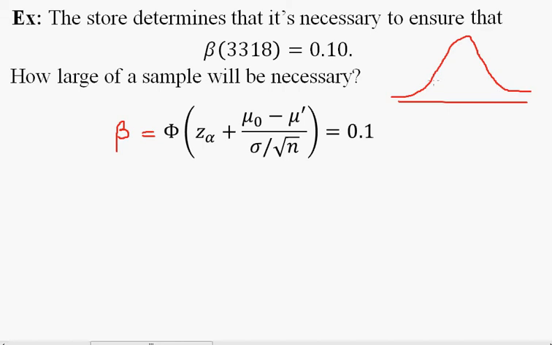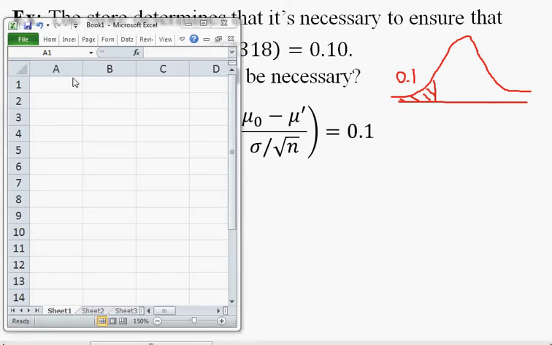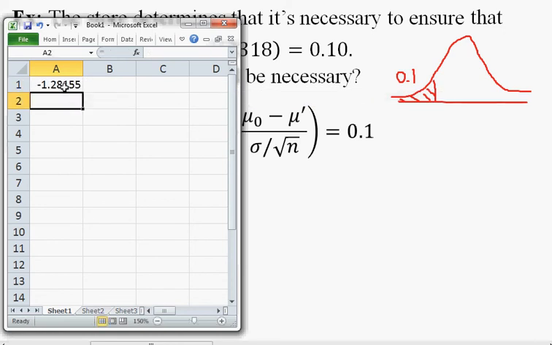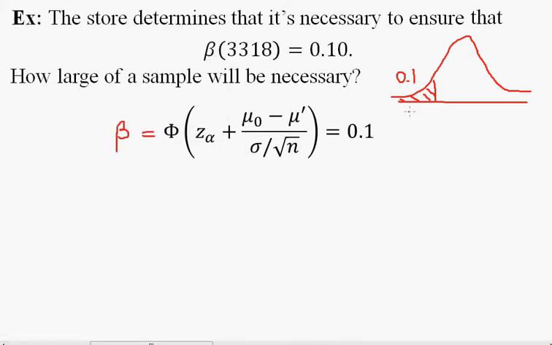So to do this, we have a bell curve, and the area to the left has to be equal to 0.1. We need to figure out the z value down here to make that work. We can do that with Microsoft Excel. Using Excel or a calculator, NORM.S.INV of 0.1 gives us a value of negative 1.28155.